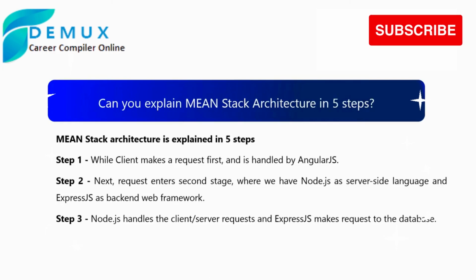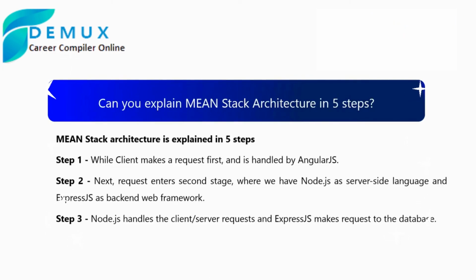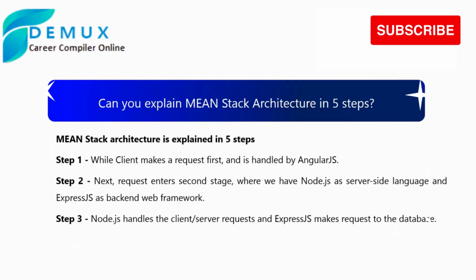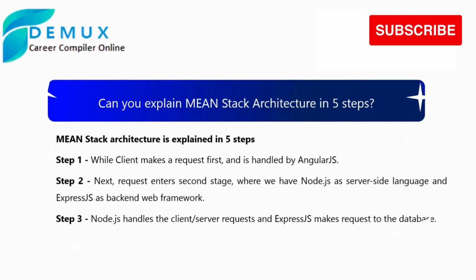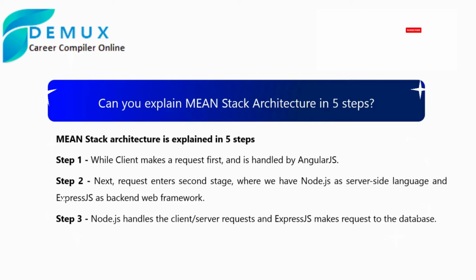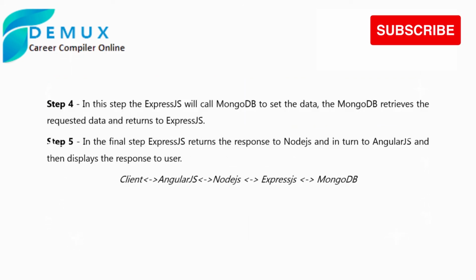Can you explain MEAN Stack architecture in 5 steps? MEAN Stack architecture is explained in 5 steps. Step 1. The client makes a request first, and it is handled by AngularJS. Step 2. Next, the request enters the second stage, where we have Node.js as the server-side language and ExpressJS as the back-end web framework. Step 3. Node.js handles the client-server requests, and ExpressJS makes a request to the database. Step 4.